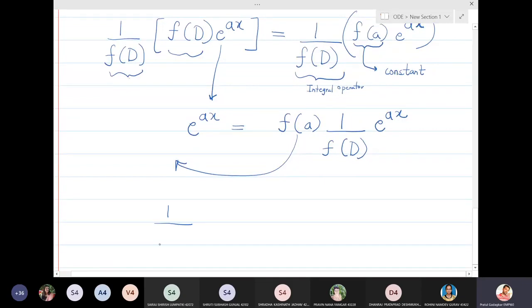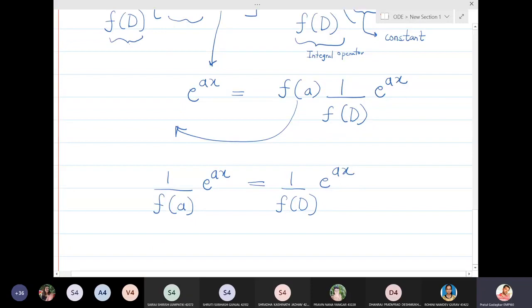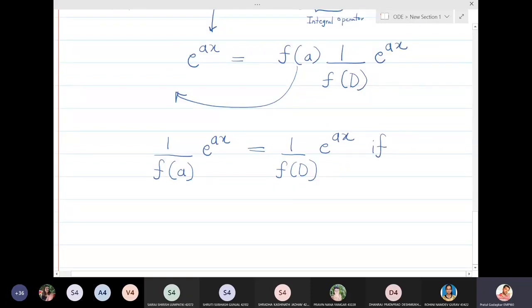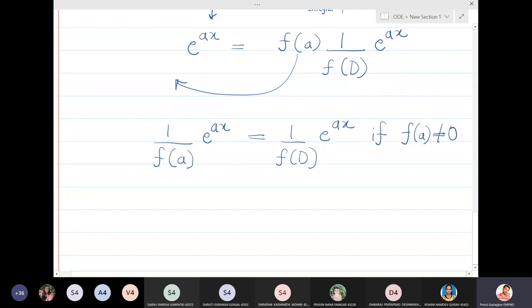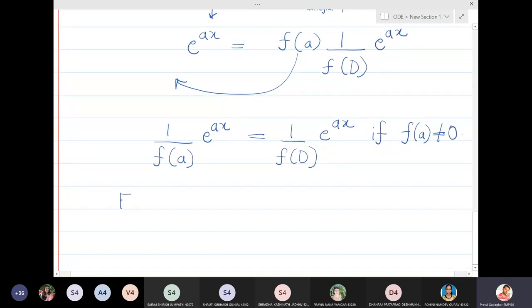It looks like 1 upon f of a e raised to ax is equal to 1 upon f of d e power ax. But one thing I should be careful about: whenever I am dividing by f of a to the left hand side, f of a should not be equal to 0, otherwise you cannot divide by 0. So when can I do this? If f of a is not equal to 0.